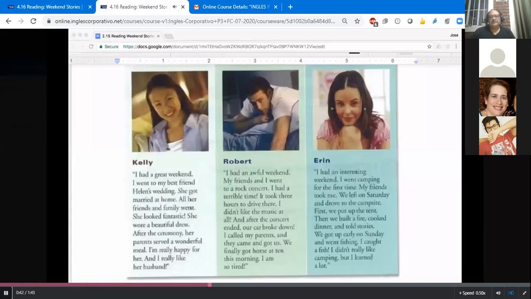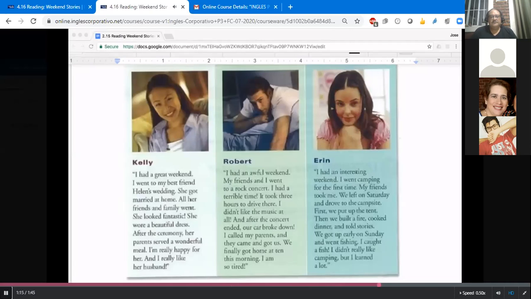Robert. I had an awful weekend. My friends and I went to a rock concert. I had a terrible time. It took 3 hours to drive there. I didn't like the music at all. And after the concert ended, our car broke down. I called my parents, and they came and got us. We finally got home at 10 this morning. I am so tired.